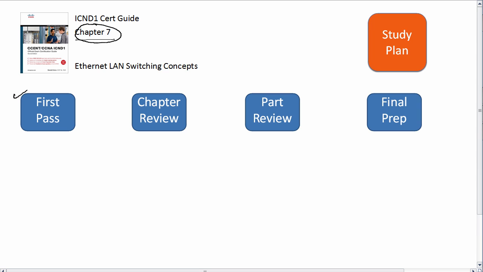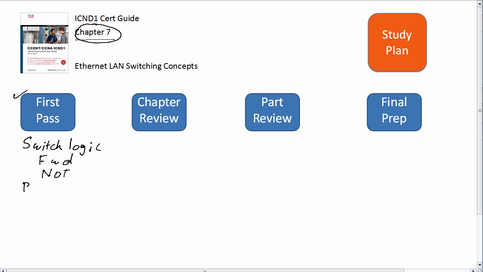So the first pass through the chapter, as you see checked off here, first thing you need to think about is switching logic. And this is very important. You're going to see it several times more during the course of the book, but you want to be able to understand when a switch forwards a frame and when it does not forward a frame, what its logic is, and when it would flood a frame as well.